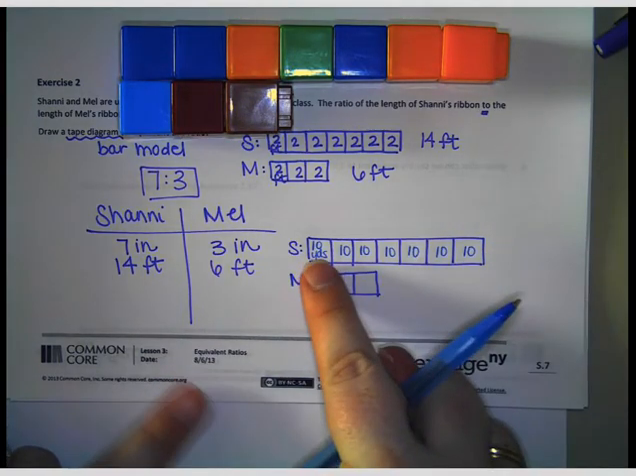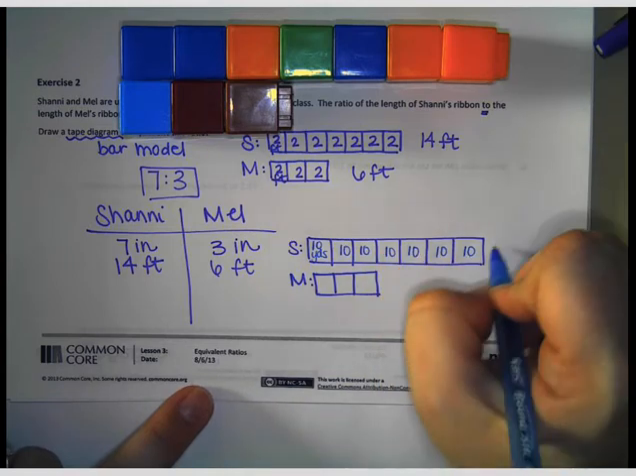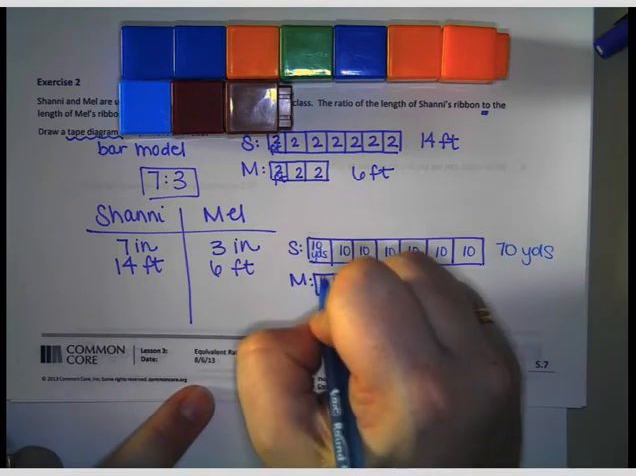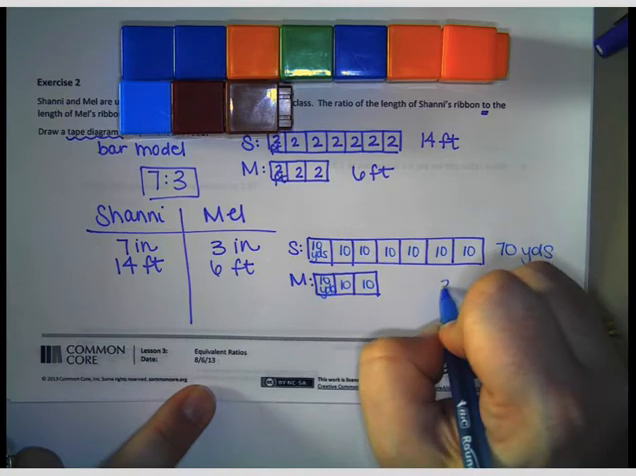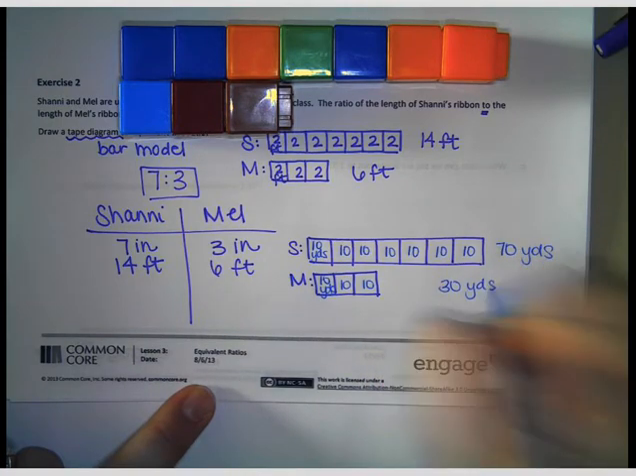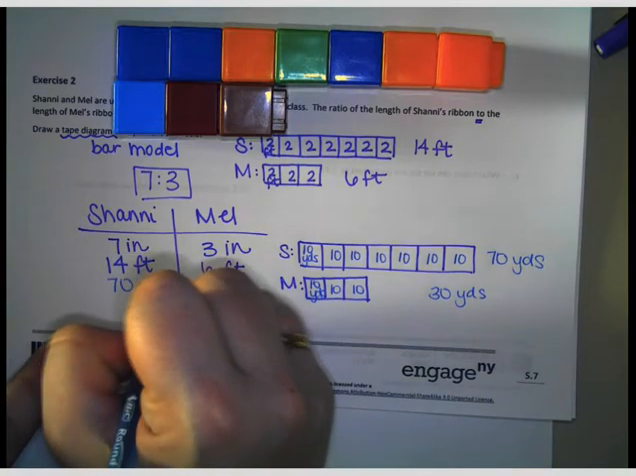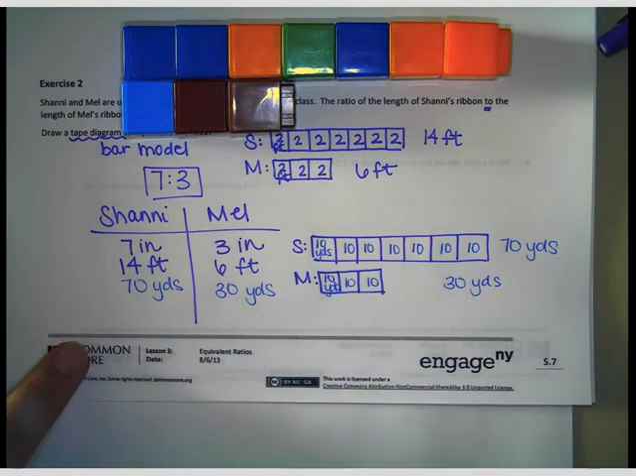I'm going to count my 10s. 10, 20, 30, 40, 50, 60, 70. That's 70 yards for Shani. And 10 yards, 10, 10. That is 30 yards for Mel. 70 yards for Shani is the same thing as 30 yards for Mel.